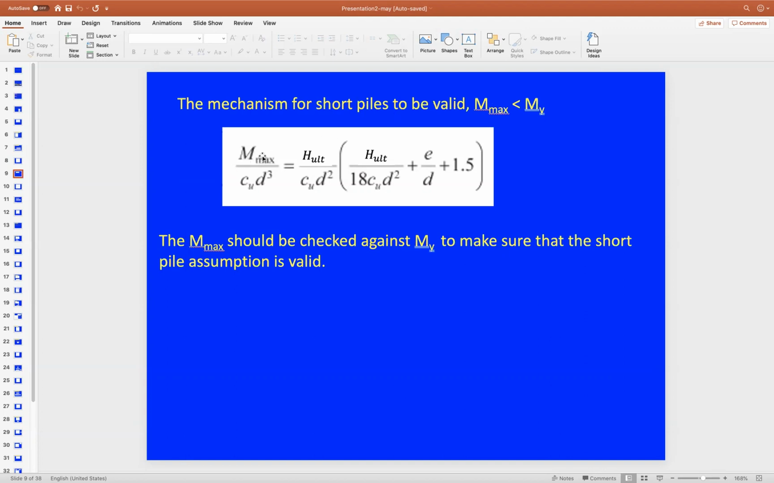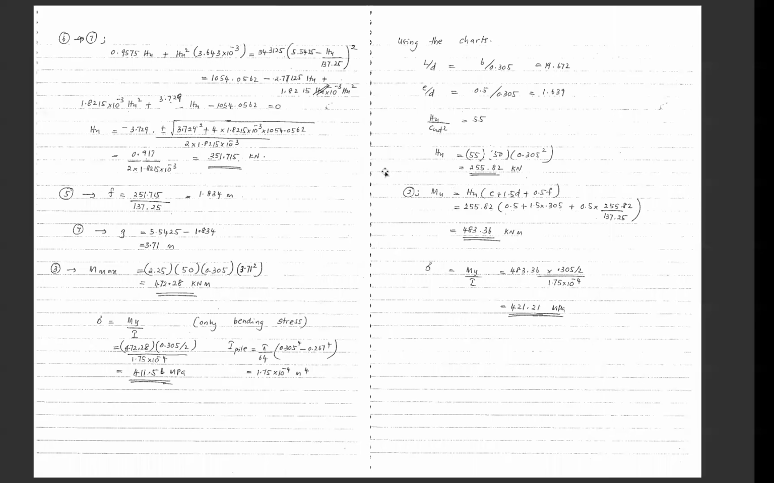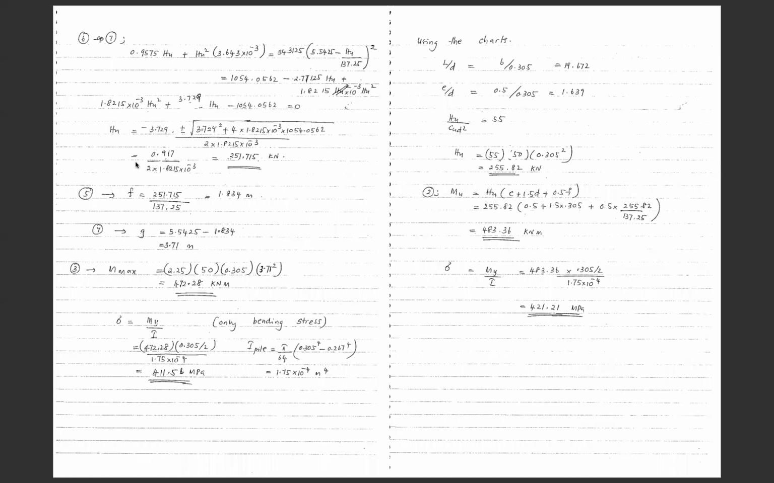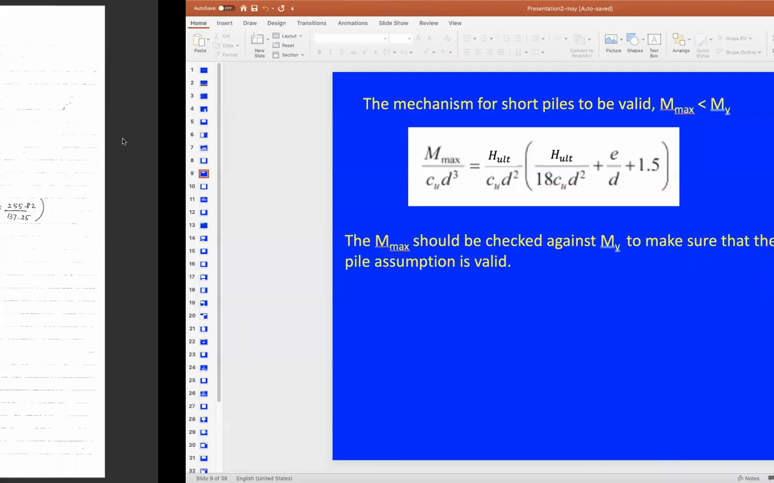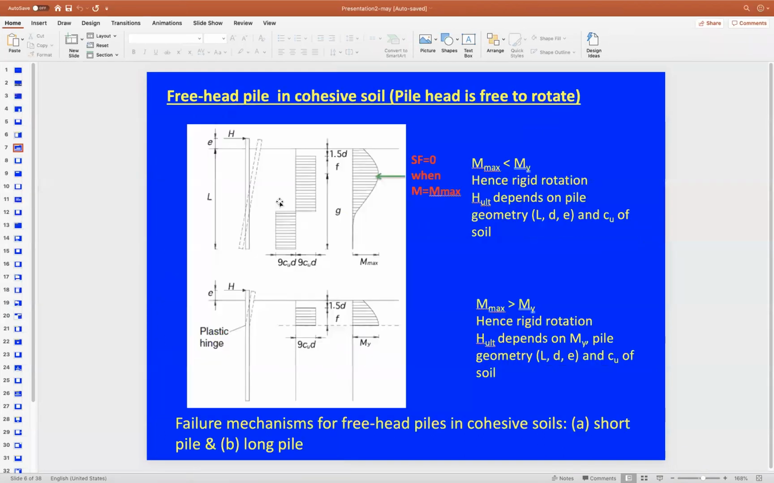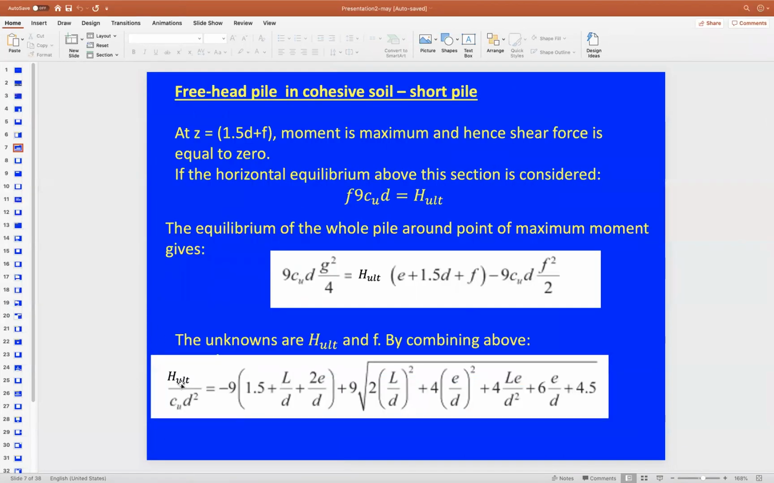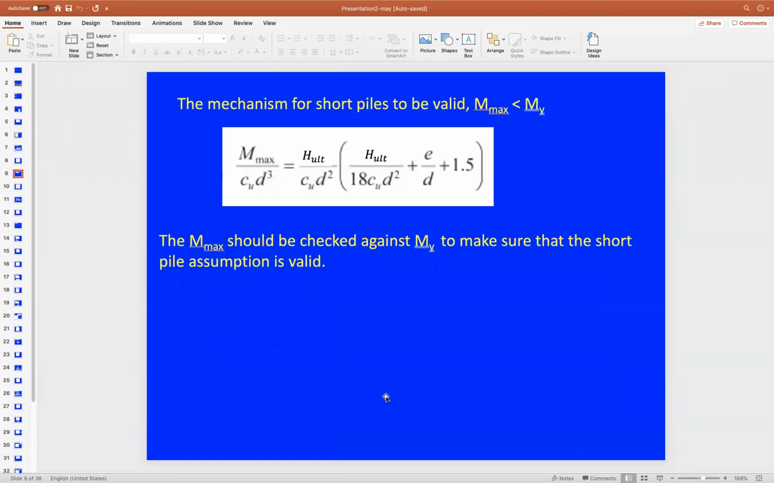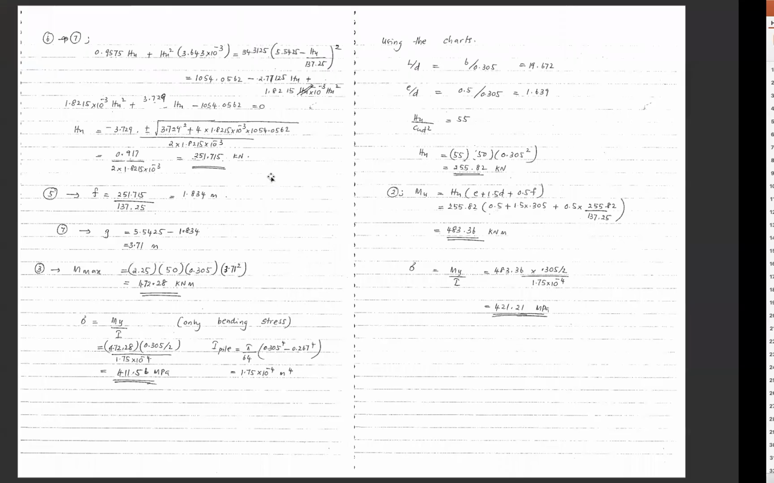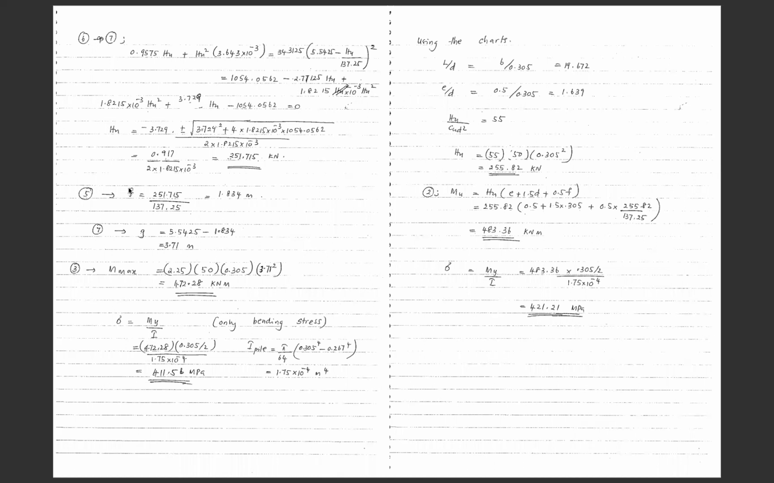So you can determine the M maximum by using these equations, and instead of working out the values of F and G, you can just work out the value of HU from this equation. From this equation here, you can work out the value of H ultimate directly, okay? And after you work out H ultimate directly, you can go to these equations to determine the value of M maximum without working out F, G, and the lengths, because we determined the lengths F and G just to determine the value of M maximum and to determine the value of HU.